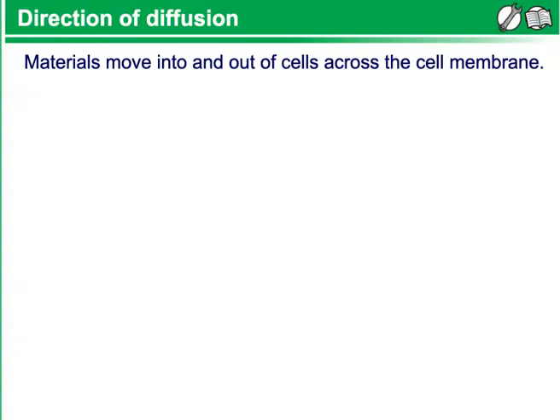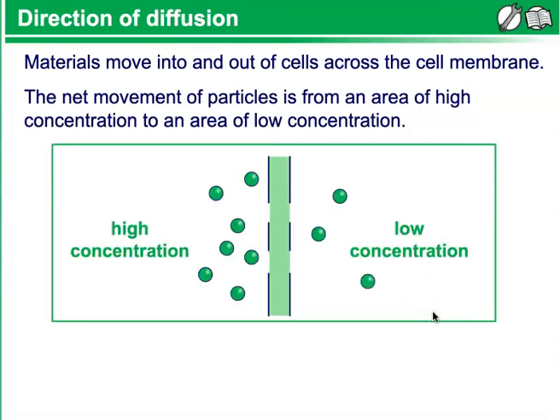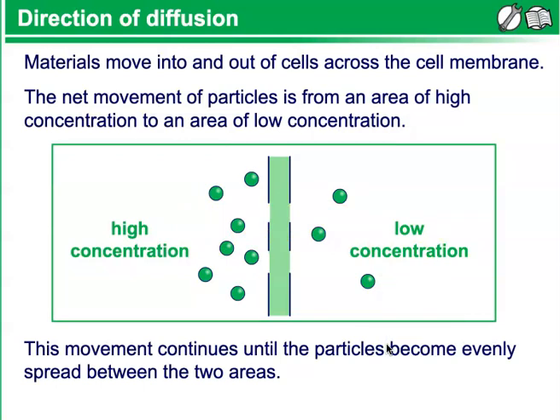The direction of diffusion. Materials move into and out of cells across the cell membrane. The net movement of particles is from an area of high concentration to an area of low concentration. So if we have high concentration over here and low concentration over here, those particles on the high concentration side want to diffuse over to low concentration. This movement will continue until the particles become evenly spread out in the two areas.